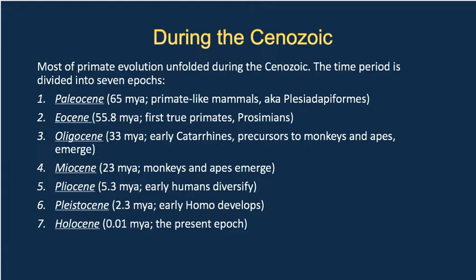We move into the Oligocene at that point. We see the early catarrhines, precursors to early monkeys and apes, emerging in the fossil record. 10 million years later, we enter the Miocene at about 23 million years ago, and we have fully modern-looking monkeys and apes emerging in the fossil record. So the Miocene lasts almost 20 million years. Towards the end of the Miocene is when we see the very first human-like creatures appear. The Miocene ends at about 5.3 million years ago.